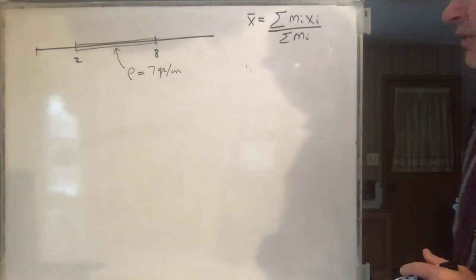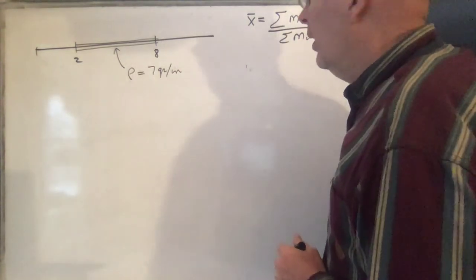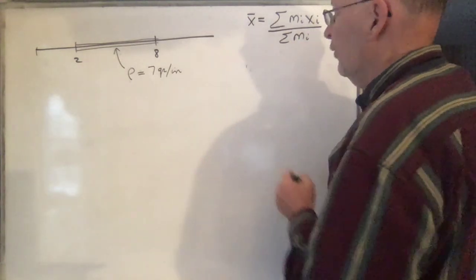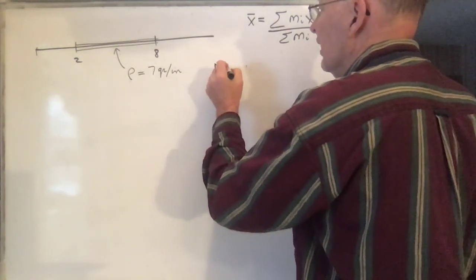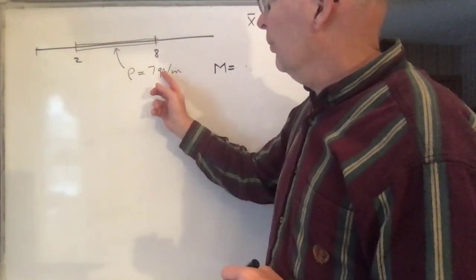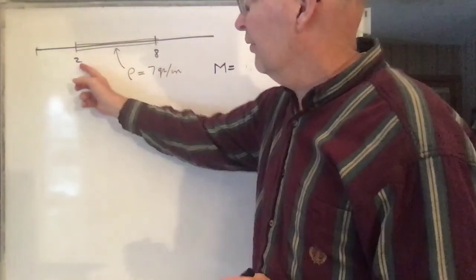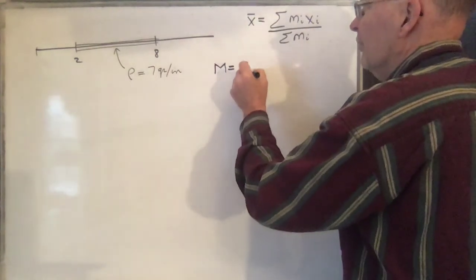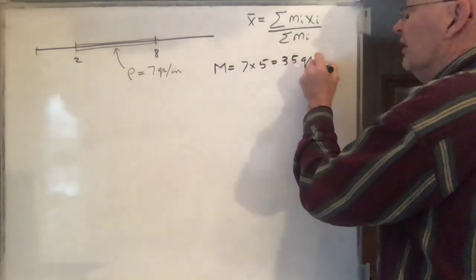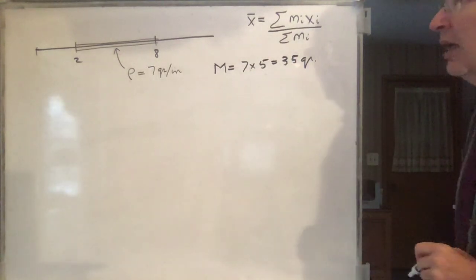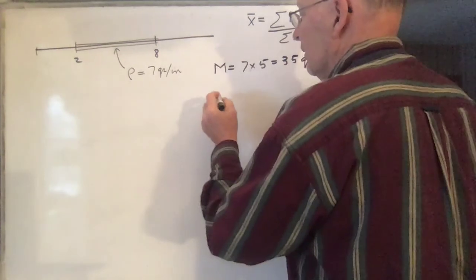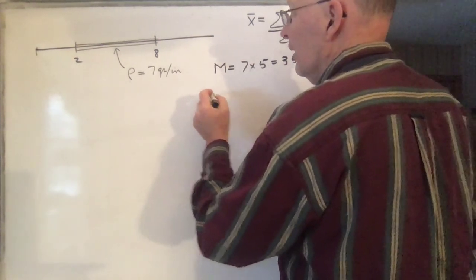Okay, so let's figure it out. Well, the total mass of that thing you could get pretty easily just by thinking, well, it's 7 grams per inch, and it's 7 times 5, so it's going to be 35 grams, right? There's your total weight.